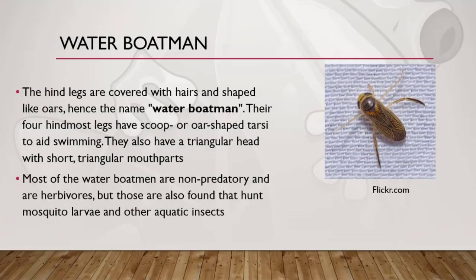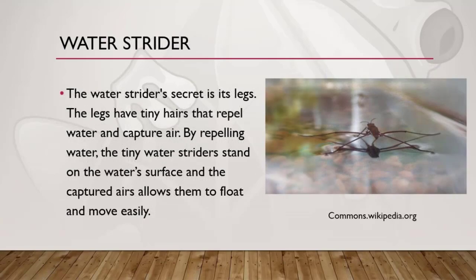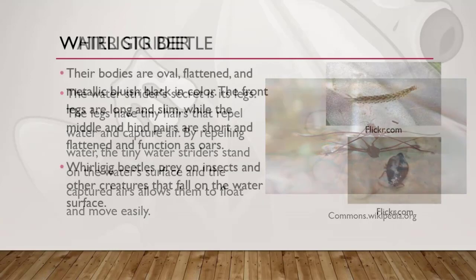Next is the water boatman, named such because they have hind legs covered with hair and propel the insect through the water. These insects also have a triangular head. Their prey is mosquito larvae and other small insects. I'm sure most of you have heard of the water strider. It looks like it's walking on water, but its legs have tiny hairs that capture and repel the water.